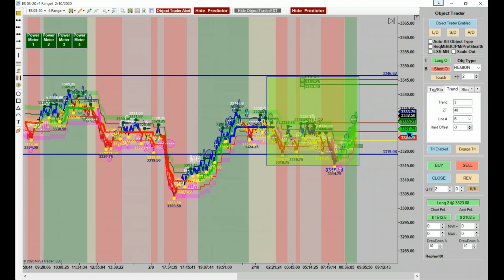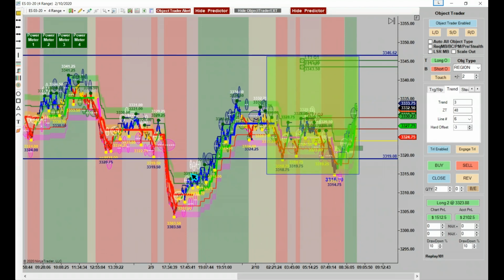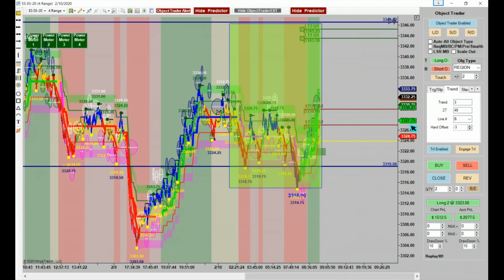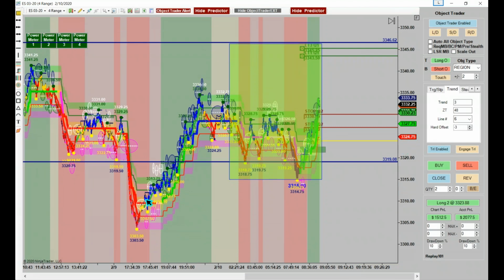Okay, but ES actually went up further than this. The thing about leg 1, leg 2, leg 3 is leg 3 has to be at least the same size as leg 1, but it doesn't have to be. It can be larger. It just can't be smaller. Okay, but you got to know which is leg 1 and which is leg 2 and which is leg 3, and that takes a little bit of patience on drawing on your charts.